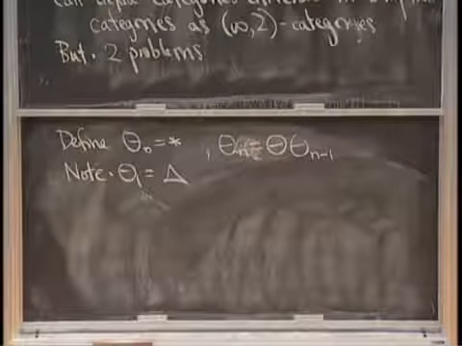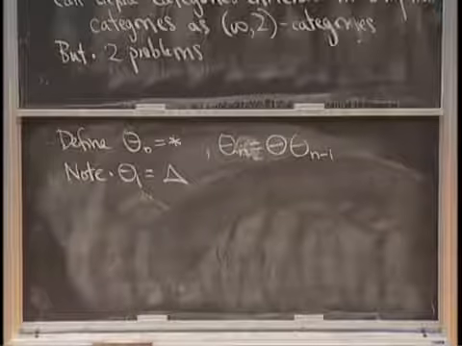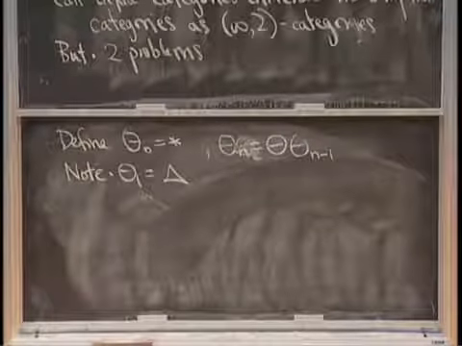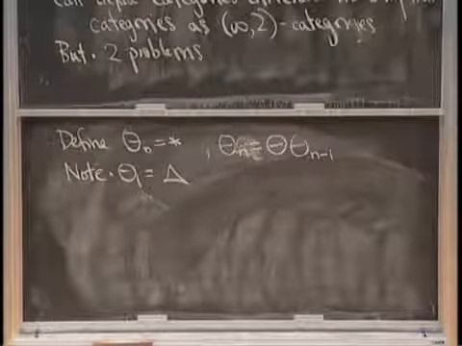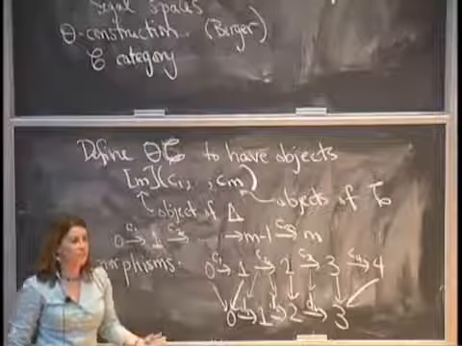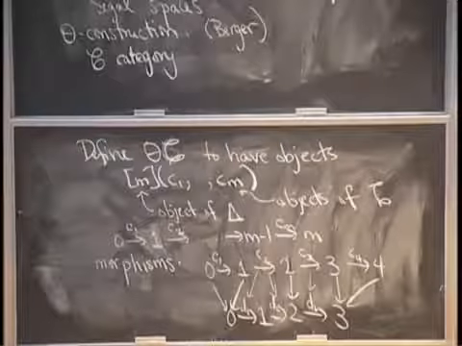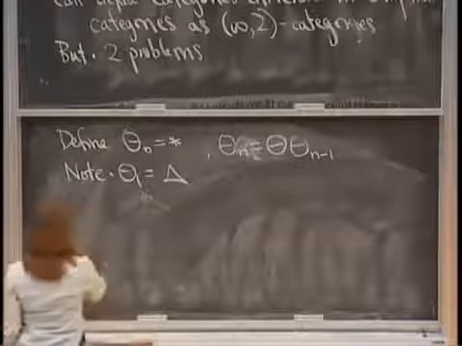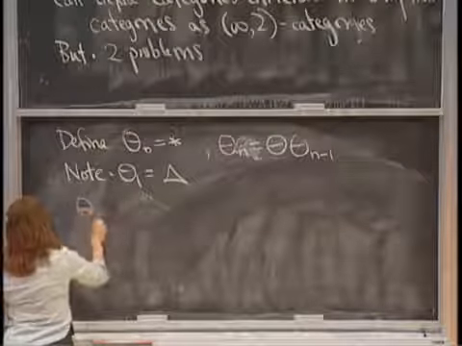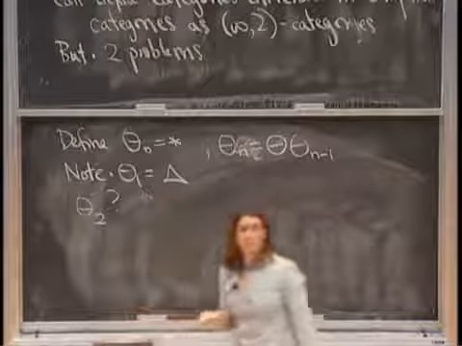So I take an object of delta, and I label the arrows by objects of delta 0. Well, there aren't a lot of those. There's not much going on. This is just delta. What's more interesting is, what's going on in theta 2?